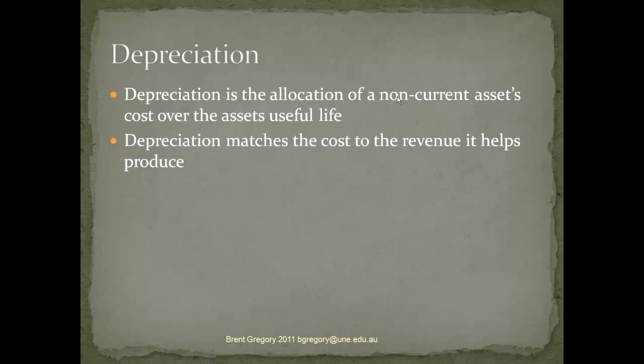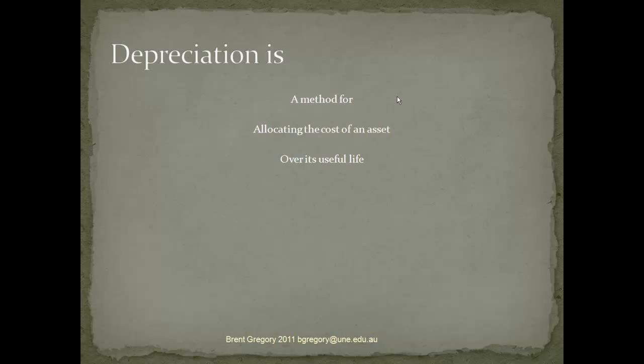So depreciation is the allocation of a non-current asset's cost over its useful life. Depreciation matches the cost to the revenue that it helps produce, the matching principle. As a reminder, because this is something that you must know, depreciation is a method for allocating the cost of an asset over its useful life. Remember, this incorporates the cost principle, the matching principle, and the period principle.